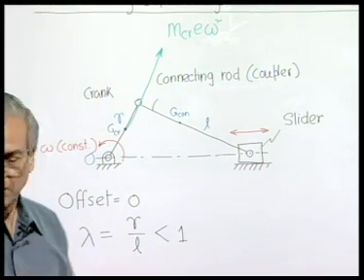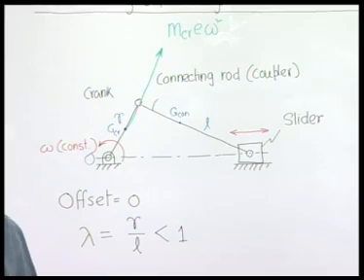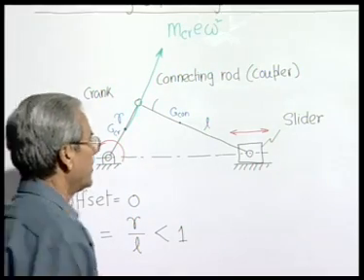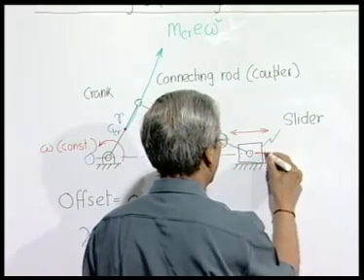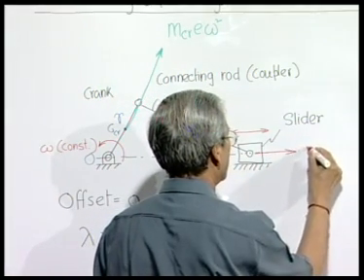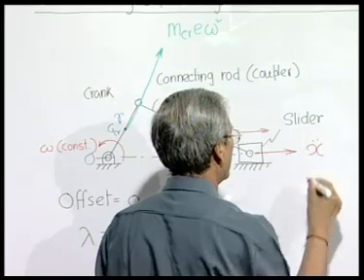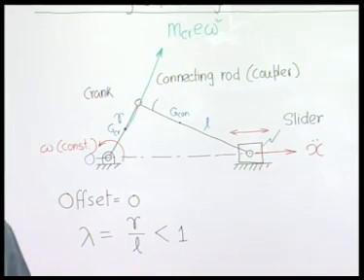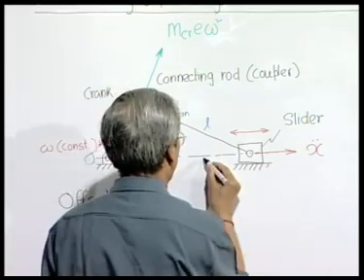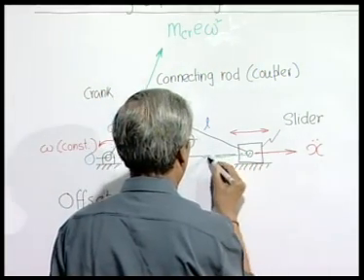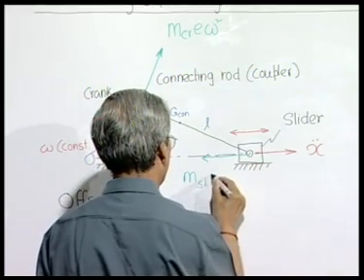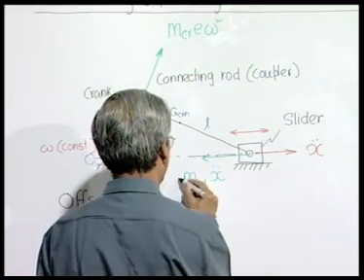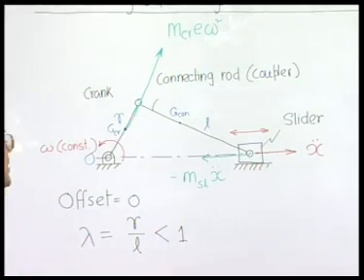On the other hand, the unbalanced force due to the slider, which at this particular instant may be having an acceleration in this direction, say x2 dot, the inertia force of the slider will be minus m slider into x2 dot, but in the opposite direction. So, it will be in this direction.